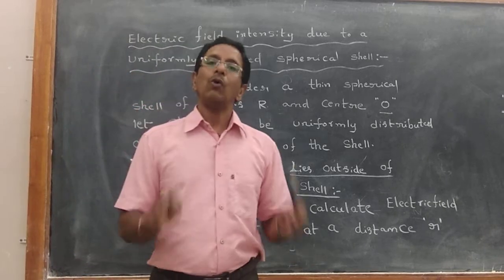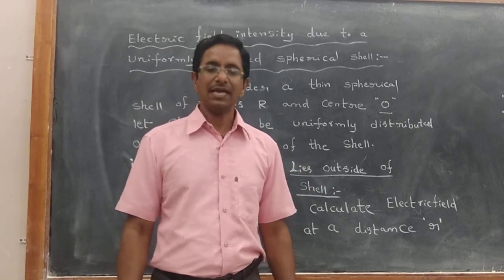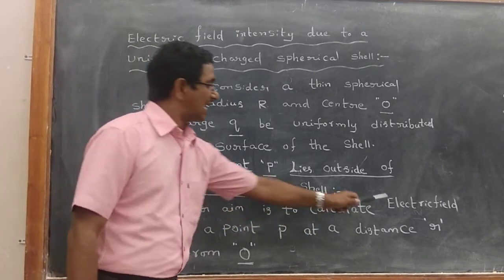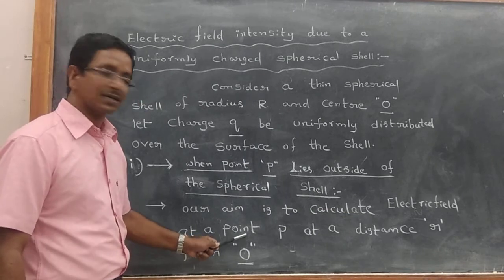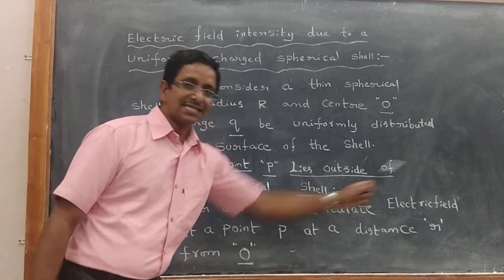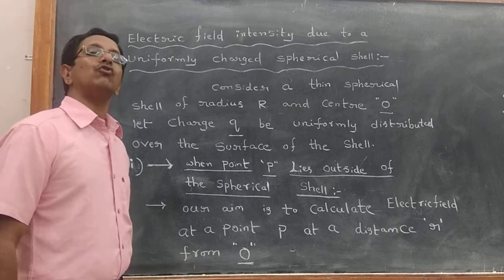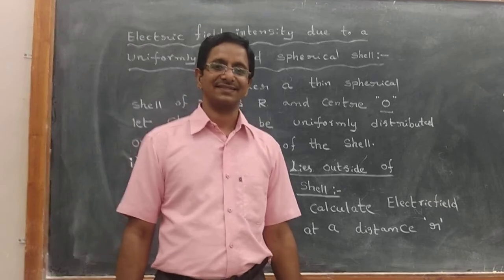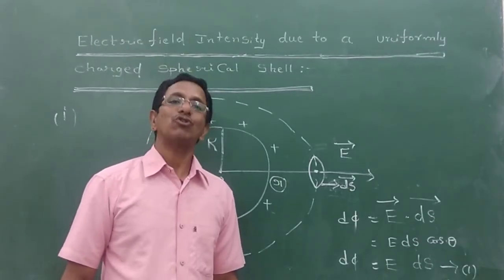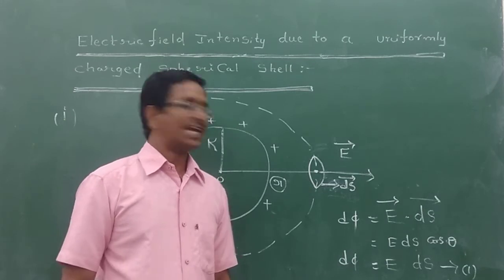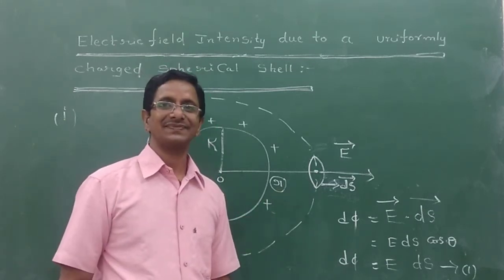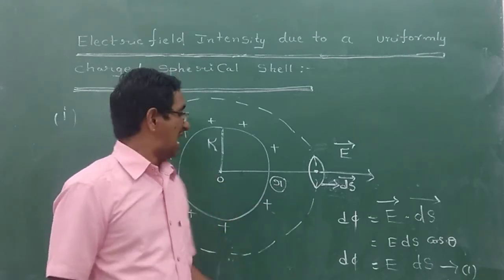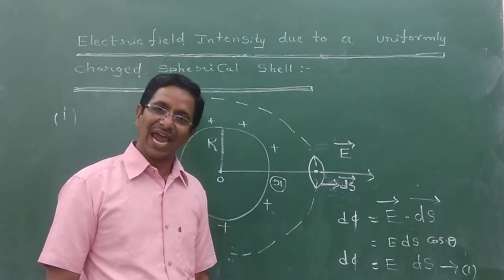Now, you know about the diagram. Point number 1: our aim is to calculate electric field at a point P at a distance small r from the center O. Our aim is to find electric field at a point P at a distance small r from the center O. Now draw this diagram. Okay?